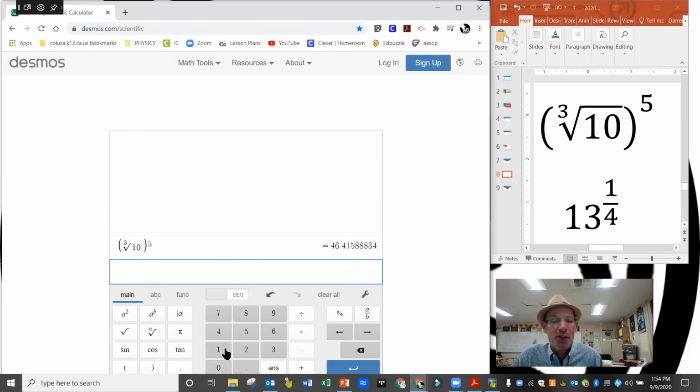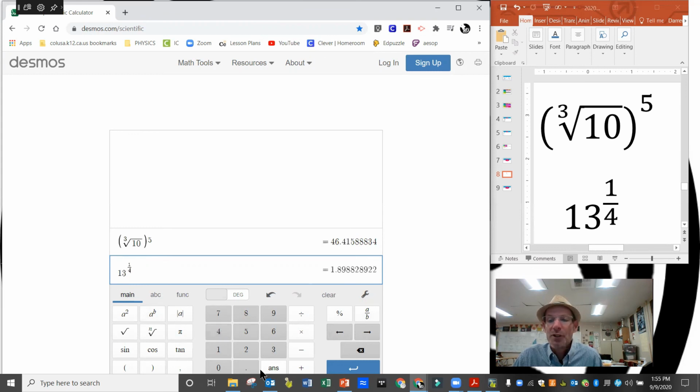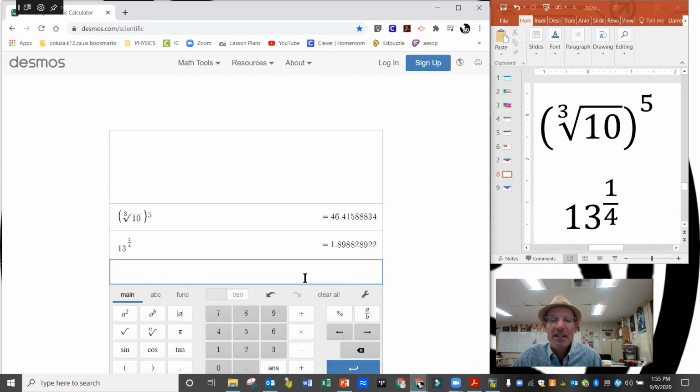So I'm just going to type in 13, then I need to hit the exponent button. And so now the cursor is ready for the exponent, but my exponent is a fraction. So I have to come over here to the A/B exponent button, and I hit that. And now the cursor is ready for the numerator. So my numerator is 1, and my denominator is 4. And so I have 13 to the 1/4 power. It looks just like this right here. And my answer is 1.8988288922. And if I hit enter, I'm ready for the next problem. And I've kept track of the problems that I've already done, which is pretty cool.